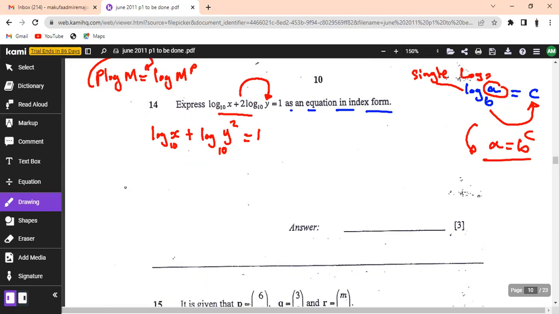And here we are adding, the bases are the same, remember. When you are adding logarithms and the bases are the same, you multiply the numbers. You're going to multiply x and y squared like this in base 10. And this is going to give us 1.